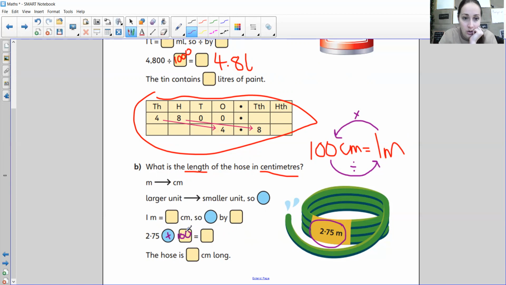Times it by 100. Well, 2 times 100 would be 200. 7 tenths times 100 would be 7 tens. 5 thousandths times 100 would be 5 ones. So this would be 275 meters.